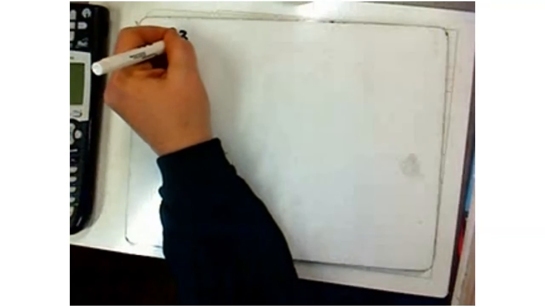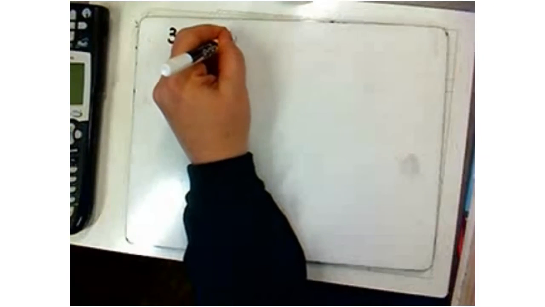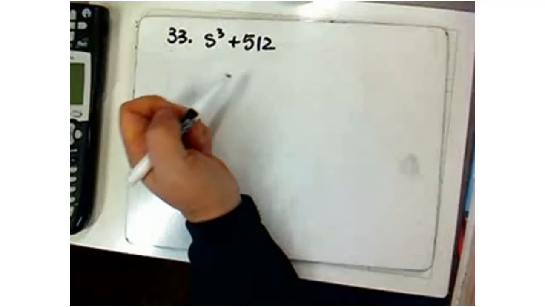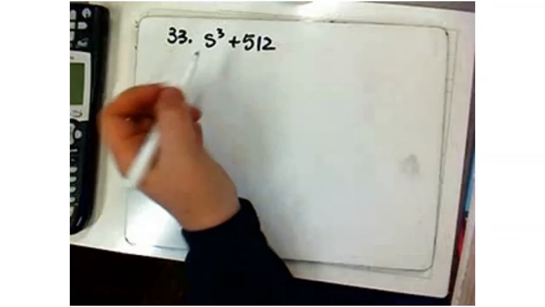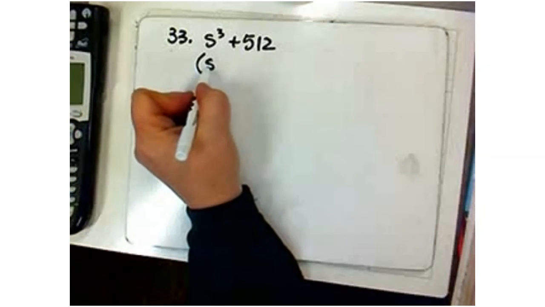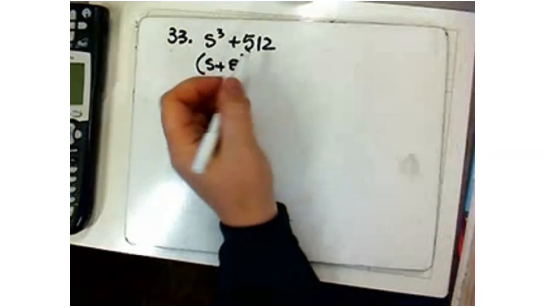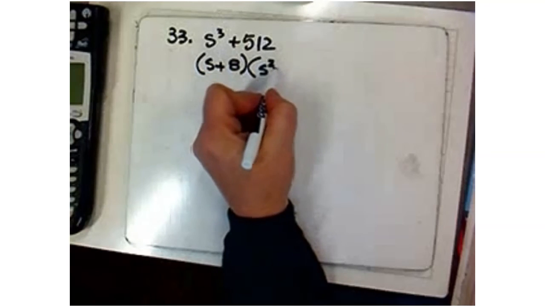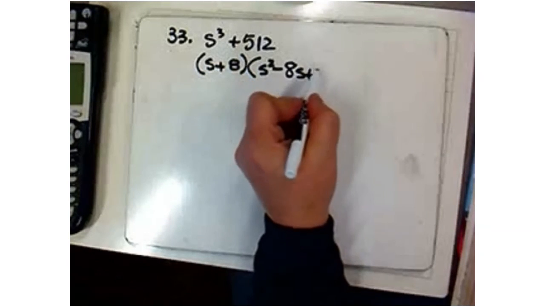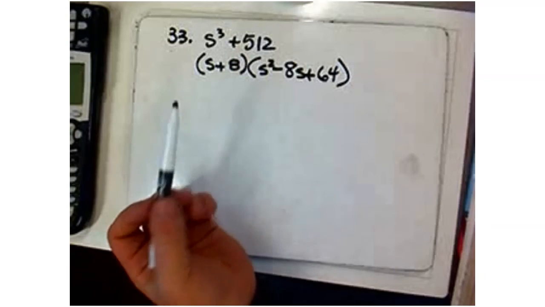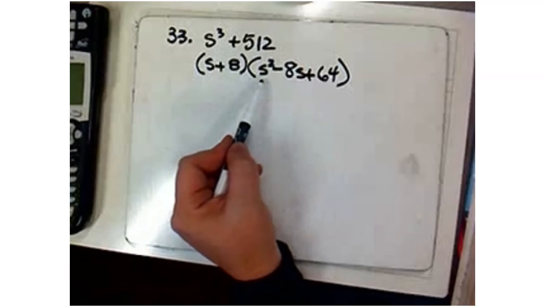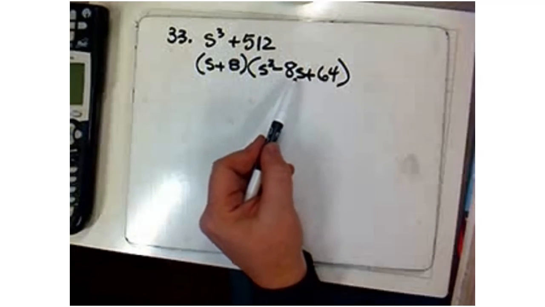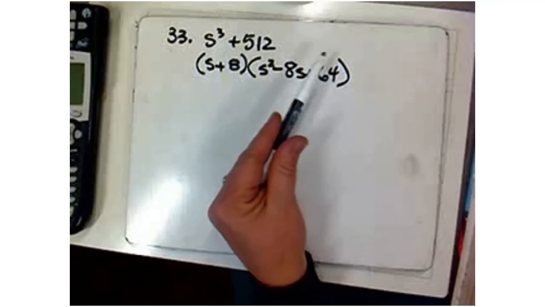For number 33, it's s to the third power plus 512. Yep, that's all it is. And the answer is open paren, s plus 8, close paren, open paren, s to the second power minus 8s plus 64, close paren.